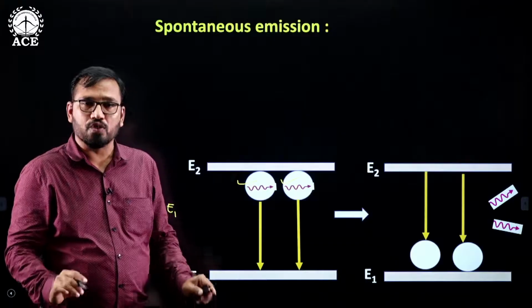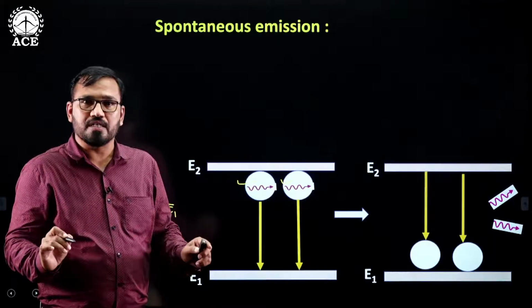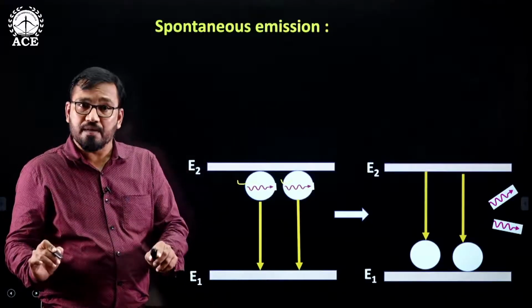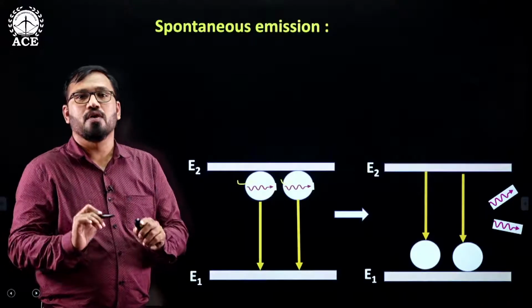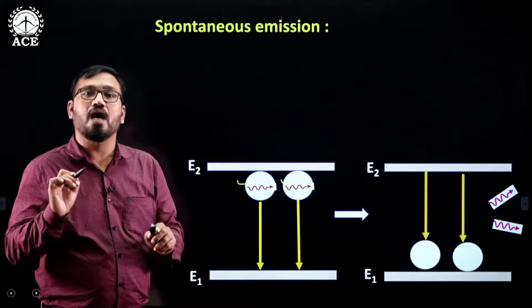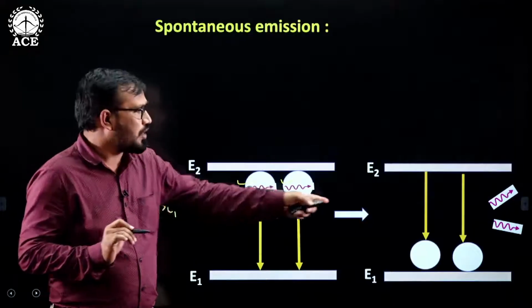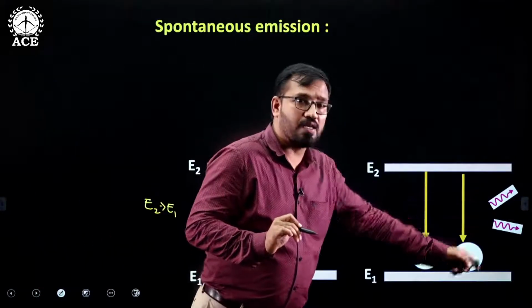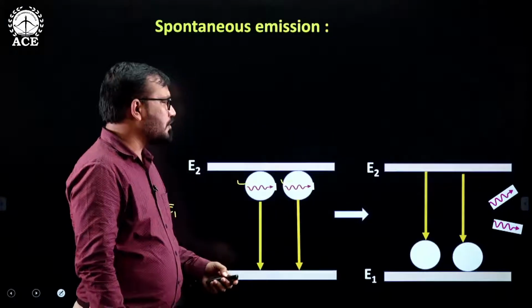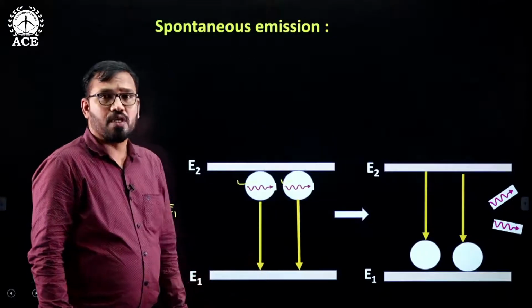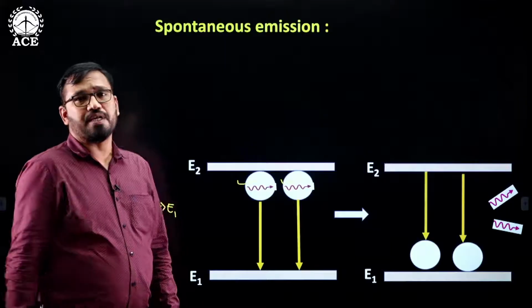So from this, what did you understand? In spontaneous emission, the photon emitted by the atom produces which kind of light? Ordinary light. Ordinary light emission takes place. The direction is random, not in one particular direction. That is spontaneous emission. There is one more emission.